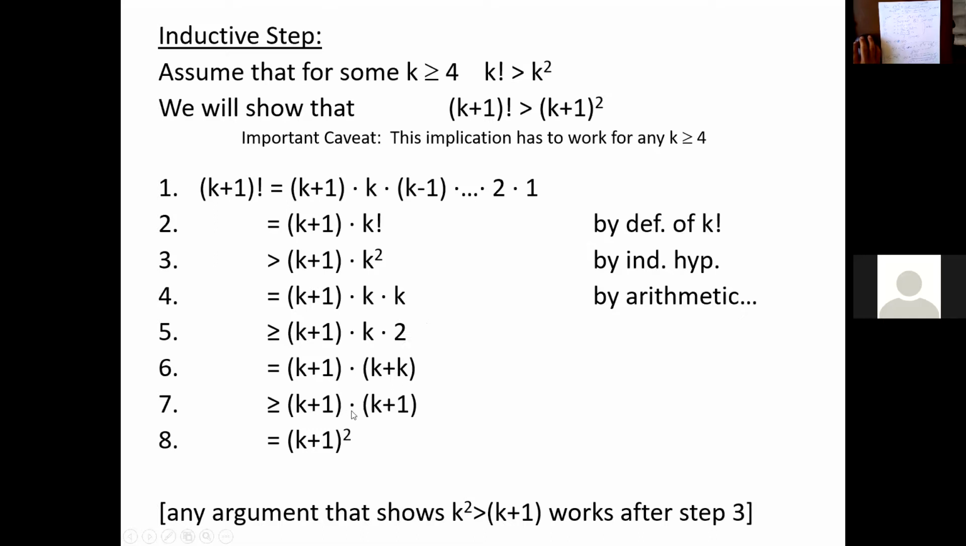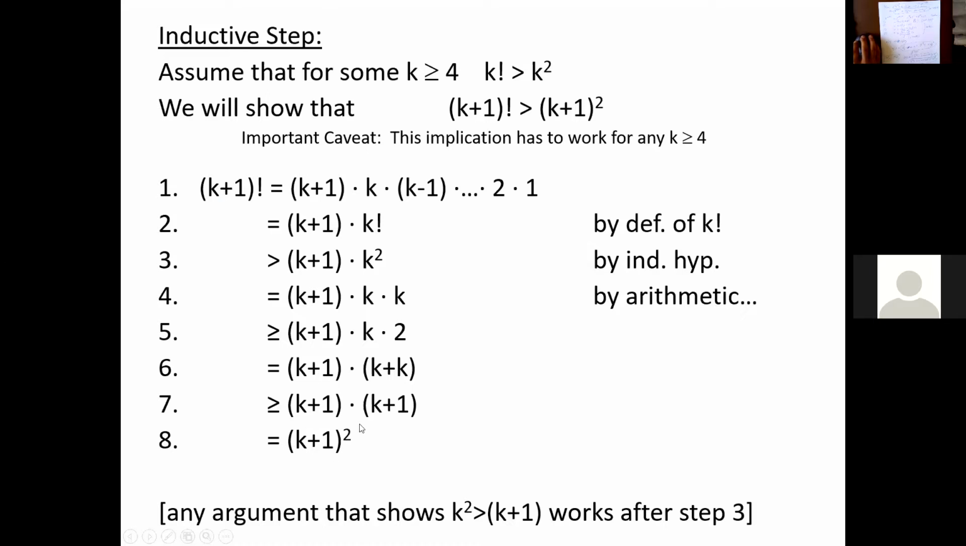And then I just lower bound k by 1, which I can, because k is greater or equal to 1, since it's actually greater or equal to 4. So this also is true. The 6 to 7 step is a true step, right? Just because k is greater or equal to 1. And the reason I wanted to get here is because this thing is equal to this thing.